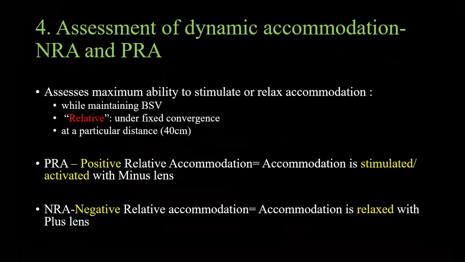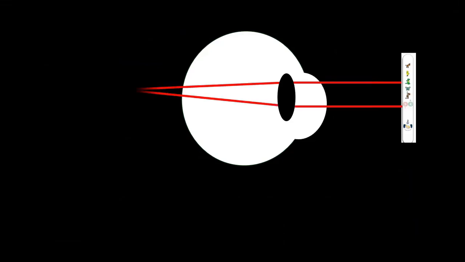Positive relative accommodation: wherever there is positive, it means we are increasing the accommodation. So accommodation is stimulated, and as we saw, accommodation is stimulated by minus lenses. Negative relative accommodation is when the accommodation is relaxed with a plus lens. Similarly, we see what will happen when there is a plus lens placed in front of the eye. From the target, rays are coming and focusing behind the retina.